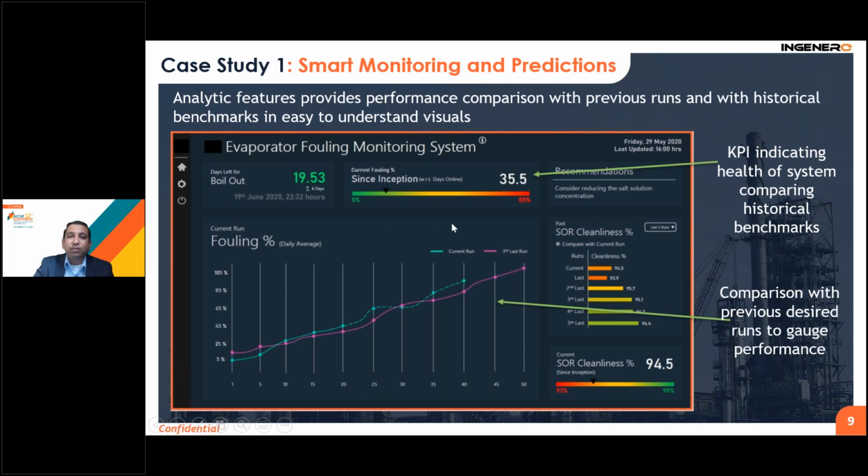And this is being achieved by this KPI indication here. This indicates the health of their particular equipment comparing to the historical benchmarks. And along with that, it indicates whether the health of that exchanger or evaporator is in green zone, yellow zone, or red zone, indicating the health and the importance of that indication right now. This basically helps operators or even operation engineers to understand the health very quickly and address any issues on a quick basis.